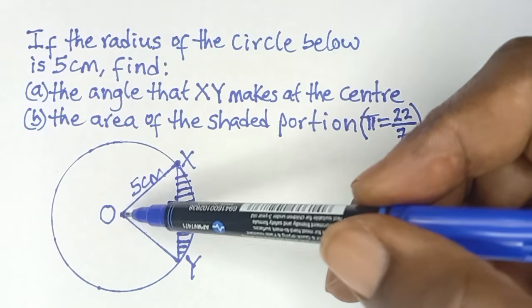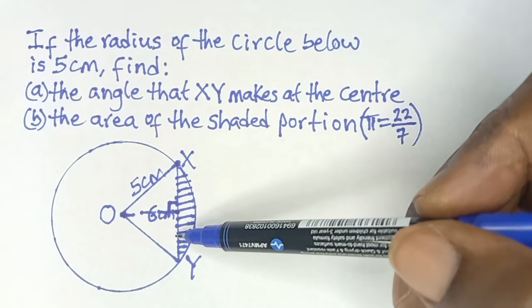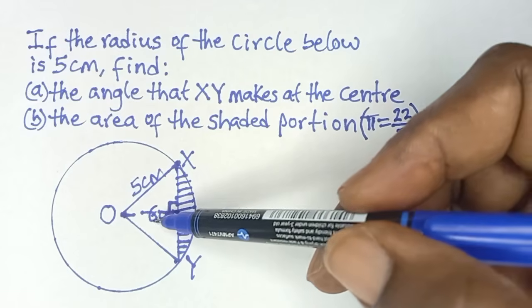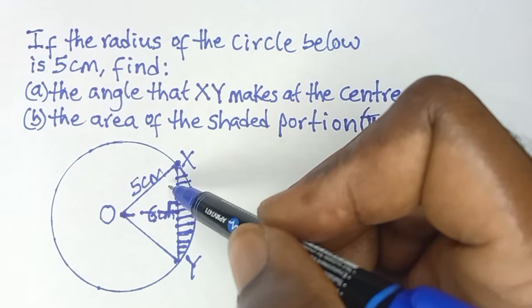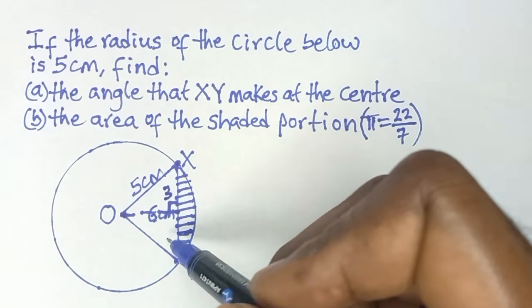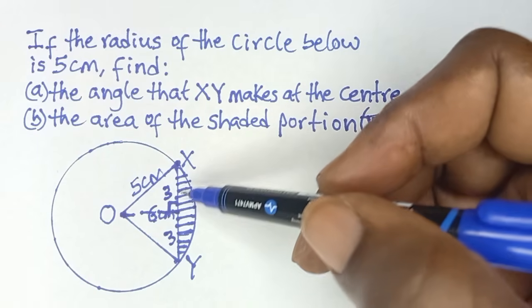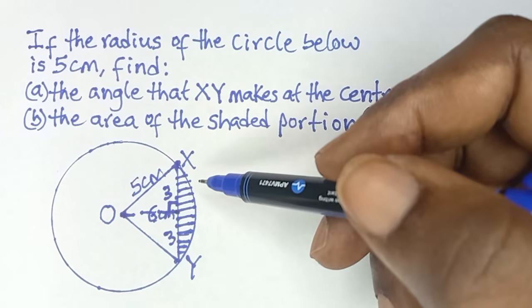So that means this straight line now touching this chord divides this chord into two. So the full length of the chord is 6 centimeters as given to us in the question. So now that it has bisected the chord, that means this is 3 centimeters and this is also 3 centimeters, making 3 plus 3, 6. So from here to here is 3, and from here is also 3.